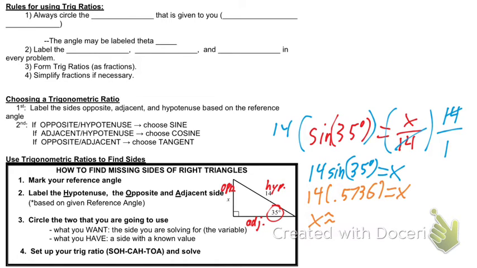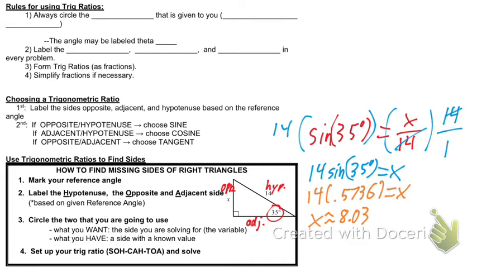So somebody would need to do that in their calculator. 14 times 0.5736. 8.0304. 8.03. So did we get the same thing? Yeah. We got the same thing whether we rounded it to 4 decimal places or we typed in the actual sine of 35 degrees. So that's why I do 4 decimal places, because as we round earlier on the next one, it ends up helping that one be more accurate.